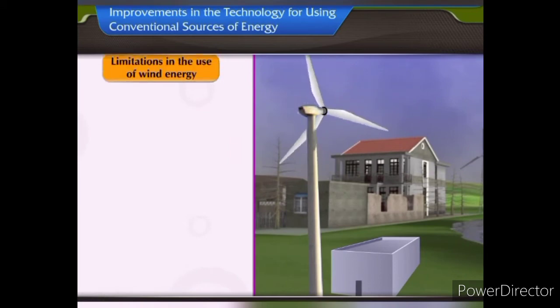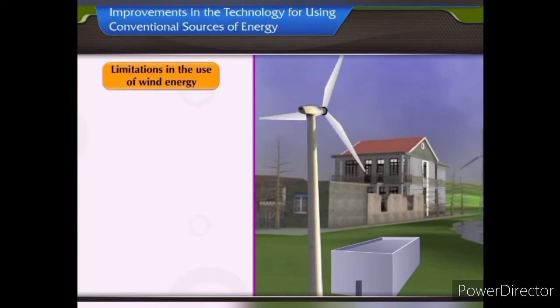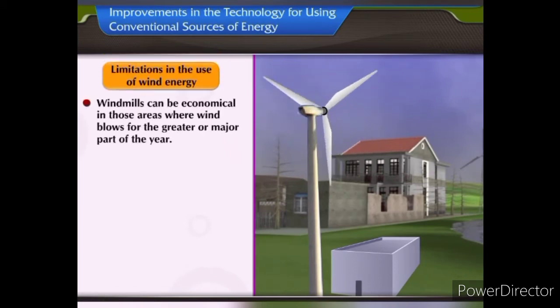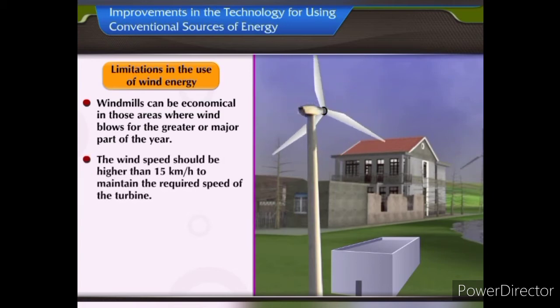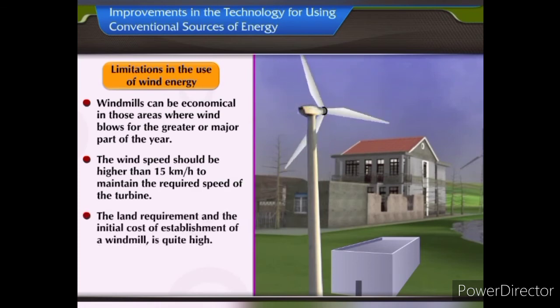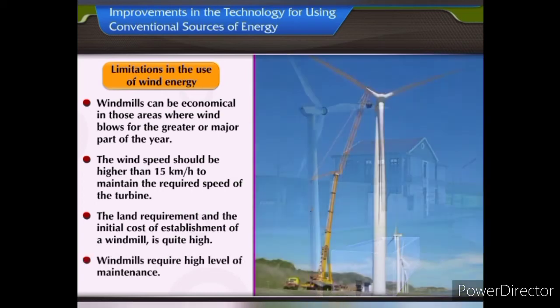But there are some limitations in the use of wind energy. Windmills can be economical in those areas where wind blows for the greater or major part of the year. Also, the wind speed should be higher than 15 km per hour to maintain the required speed of the turbine. The land requirement and the initial cost of establishment of a windmill is quite high. Windmills require a high level of maintenance.